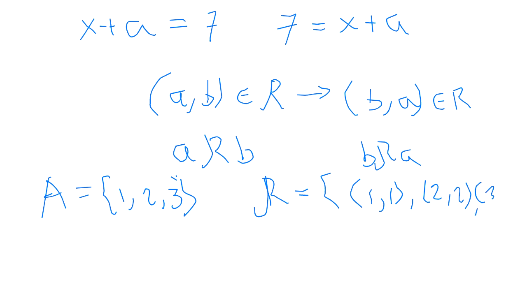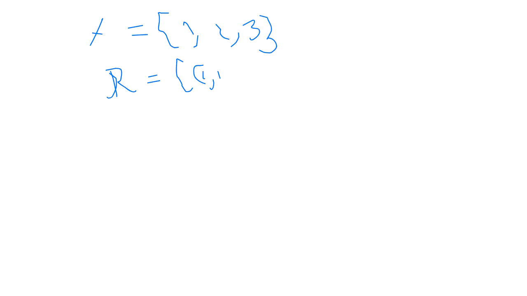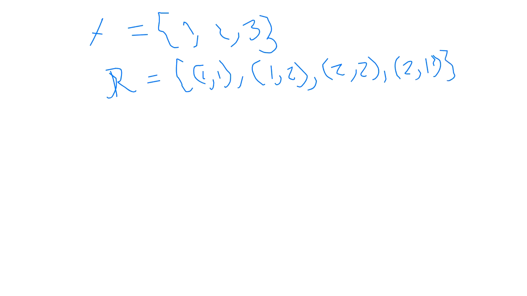Yes, hold on. This is interesting now. Let me hear that. A is {1, 2, 3}. And R is (1, 1), (1, 2), (2, 2), and (2, 1). And then it says then R is a symmetric relation. Oh yes, it is, because (2, 1) is also in the set and (1, 2) is in the set.